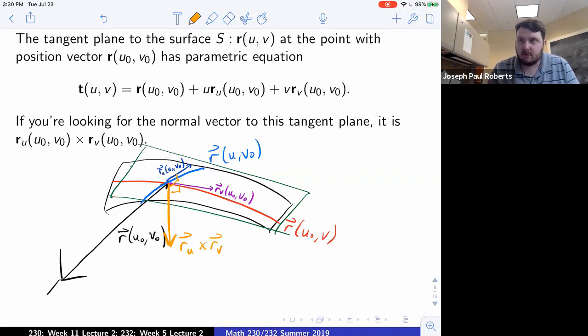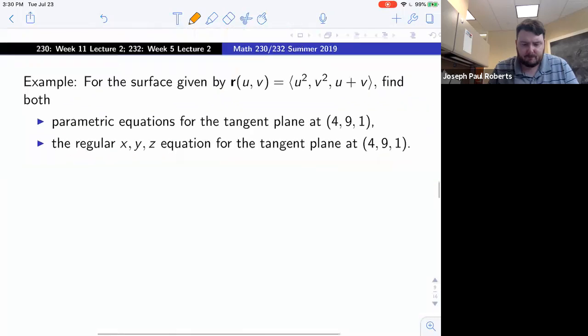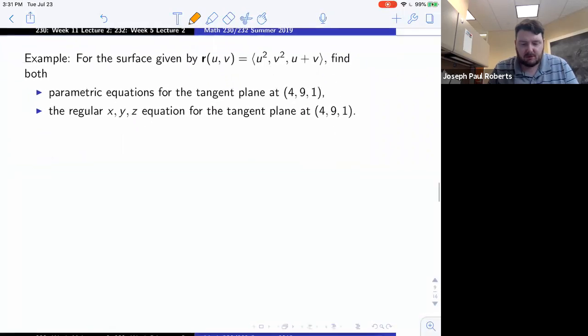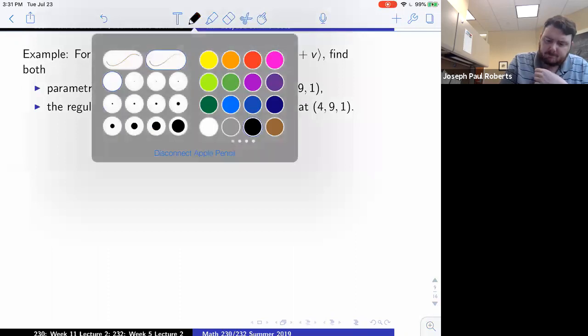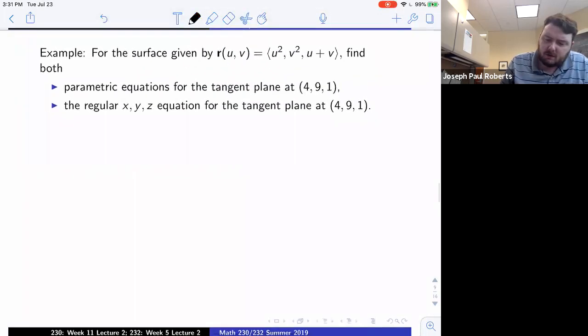All right, so let's do an example. Let's say I have the equation r of u, v is u squared, v squared, u plus v. Find parametric equations for the tangent plane as well as the regular xyz equation for the tangent plane. Okay, so I know I'm going to need u and v partials.